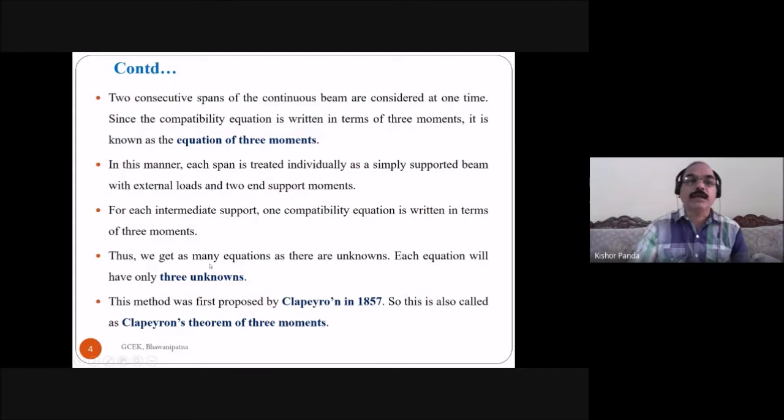That is, we get as many equations as there are unknowns. Each equation will have only three unknowns. Each equation has only three unknowns, and you have to write one equation at each intermediate support. And each equation has three moments. This method was first proposed by Clapeyron in 1857. So this is also called the Clapeyron theorem of three moments.